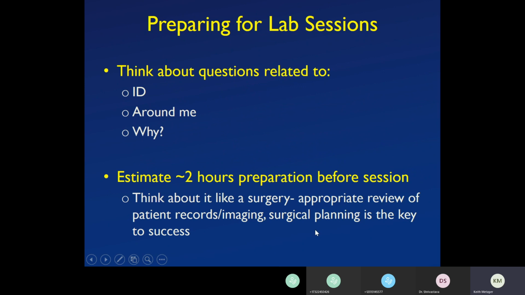This is crucial. We ask our students to prepare. They're probably preparing for 4 hours before the session. You may take less time, as I said, depending on how comfortable you are with it, but think about it like a surgery. You're not going to go into a surgery without reviewing the patient records, looking at the imaging, and thinking about the approach you're going to take. So try and do the same thing here. It's really going to make you more comfortable in the lab, and it's going to make the student experience better as well.